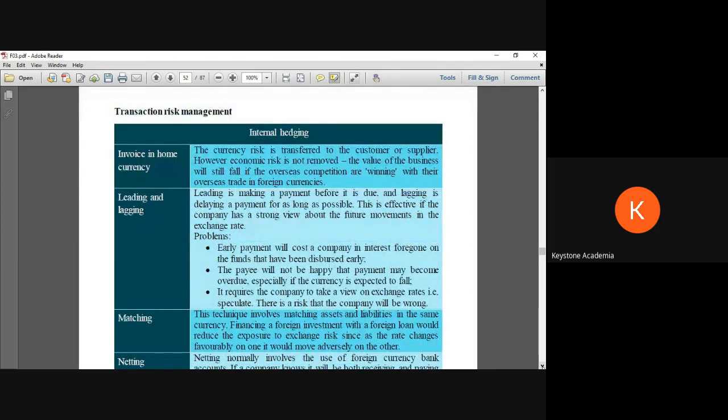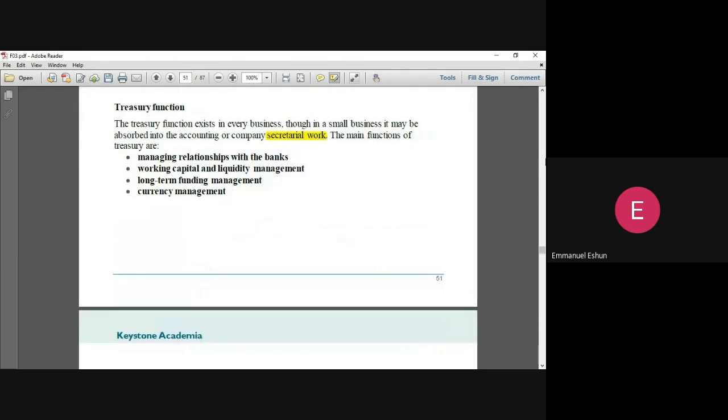We have some options. Sorry, before we move on, do you think that's examinable? I mean, is there a tendency for us to be tested on that, on treasury management?